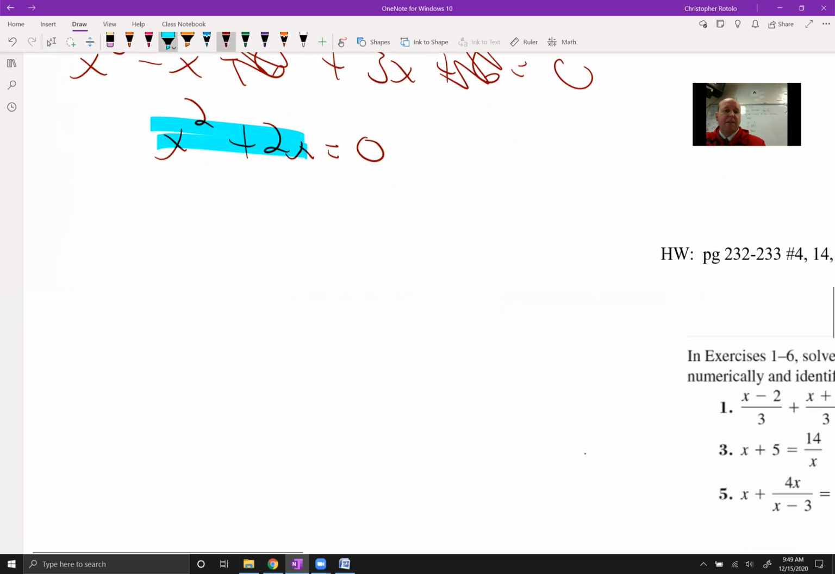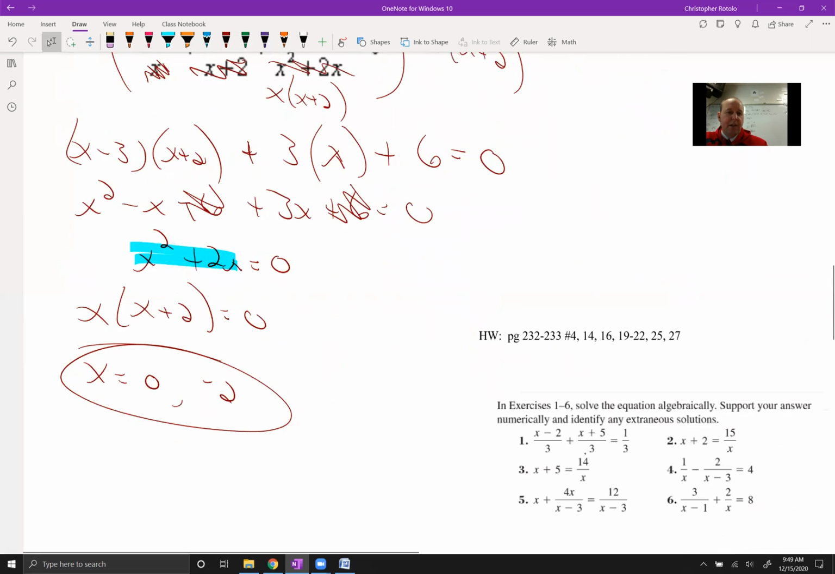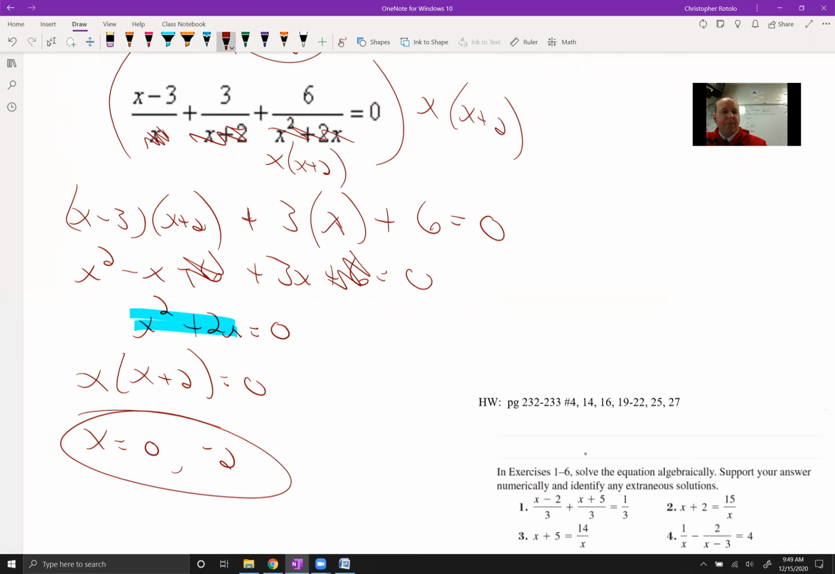This has the GCF, guys, x and x plus 2. So that means x could be 0 or x could be negative 2. Those are our potential solutions. And based on the original problem, here it is, we were over x. So that means this 0 is definitely not an answer. So I'm not even going to check that. I'll give you that one.